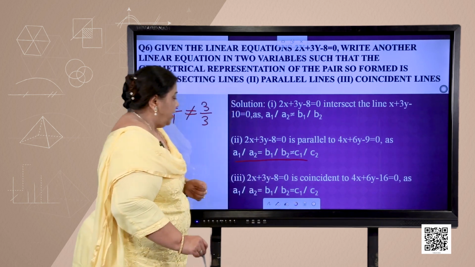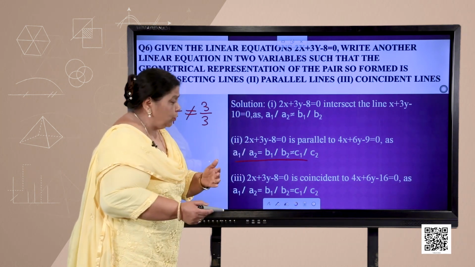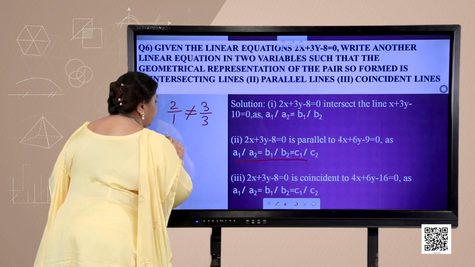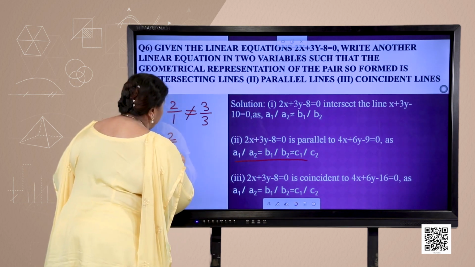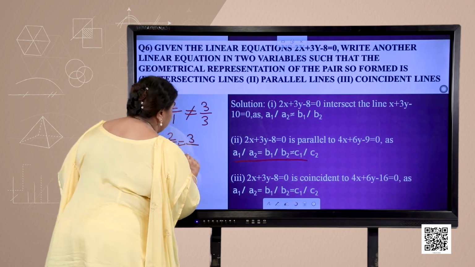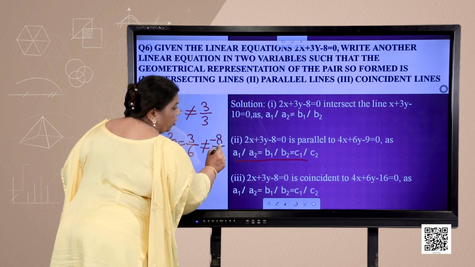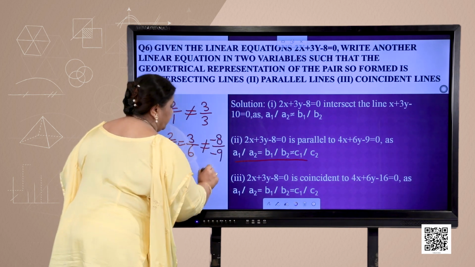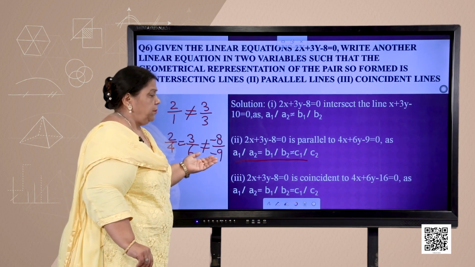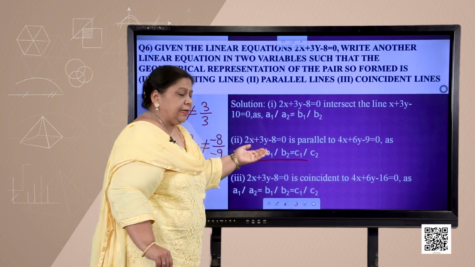Did you notice what we have done here? We have multiplied the coefficients of x and y with 2 and the constant terms we have taken differently. That means, we have taken 2 upon 4 is equal to 3 upon 6, which is obviously not equal to minus 8 upon minus 9. In this way, you can have many more examples and you can frame equations which give us no solution conditions.